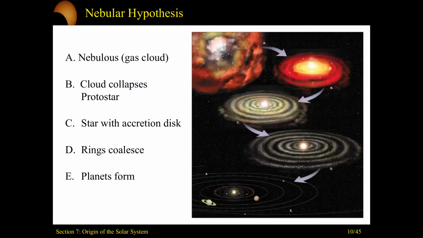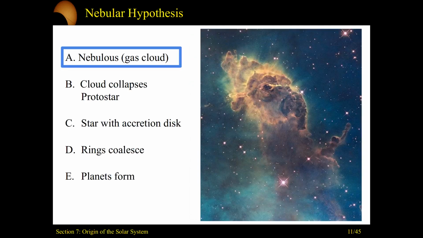So here's that nebular hypothesis in one big diagram capturing all the main features. You start with a nebulous cloud that will collapse down to a protostar. Around that star there will be accretion disks, and in these accretion disks the rings will start coalescing, and as these rings coalesce, the planets will finally form. So let's go through this in a little bit more detail, step by step now. We see tons of these beautiful images of nebulae throughout the galaxies and the universe. And these nebulae are just collections of gas clouds. You'll see star-forming regions inside them.